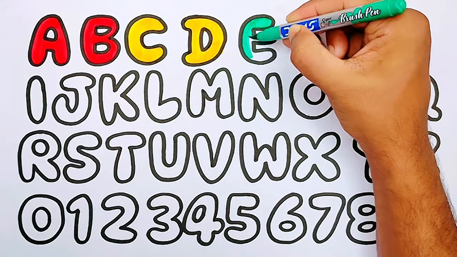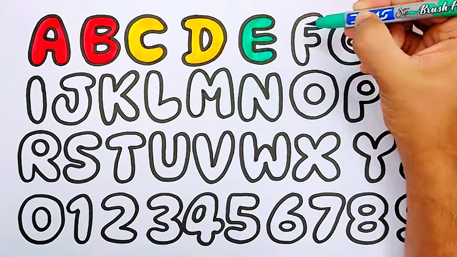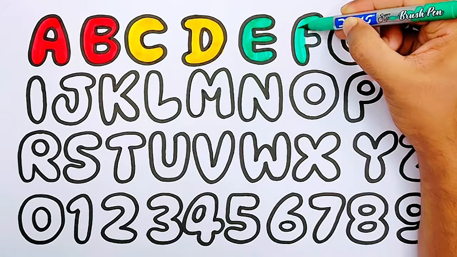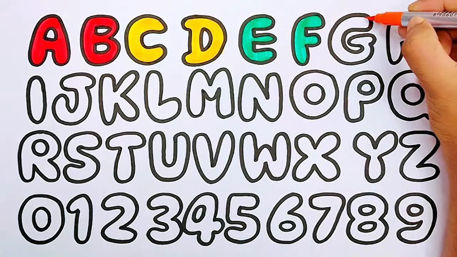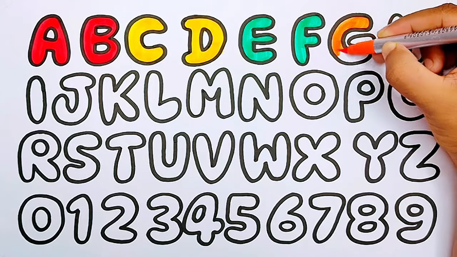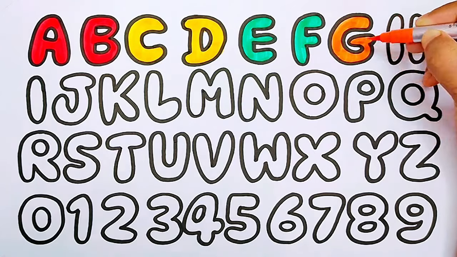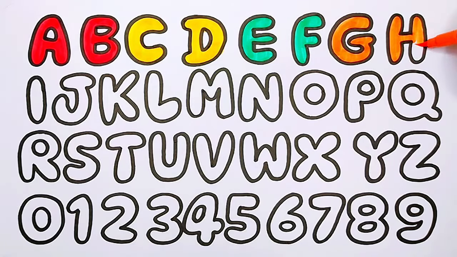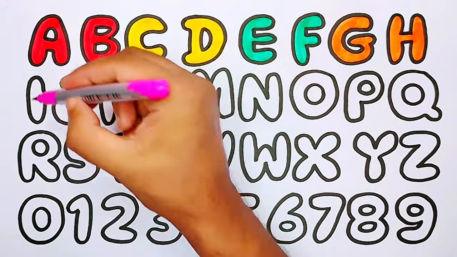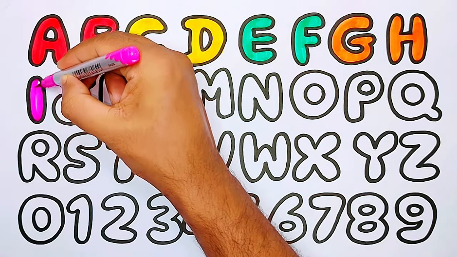E for eagle. F for fan. Orange color. G for garden. H for hand. Pink color. I for iron.